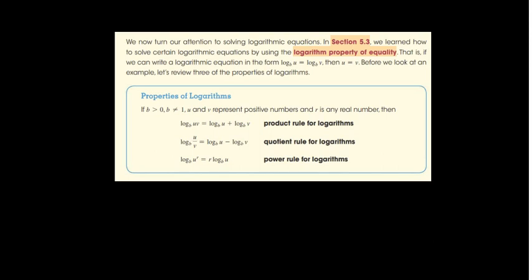All right, so these properties of logarithms, it's nothing new for you. It's just reiterating it because we're going to be using them here in a moment. But these are properties that we are familiar with. We've already gone over them.